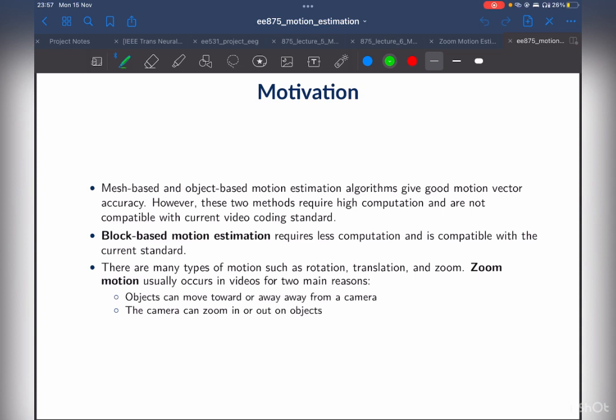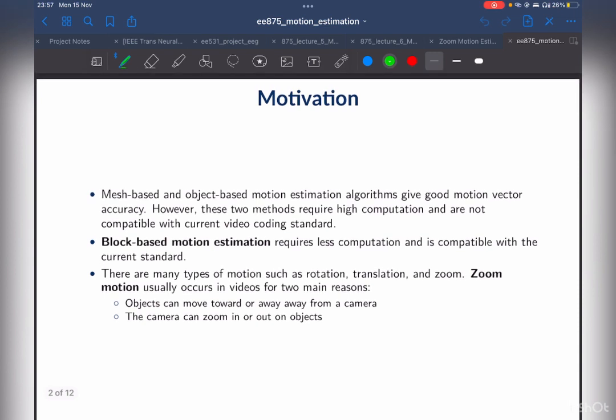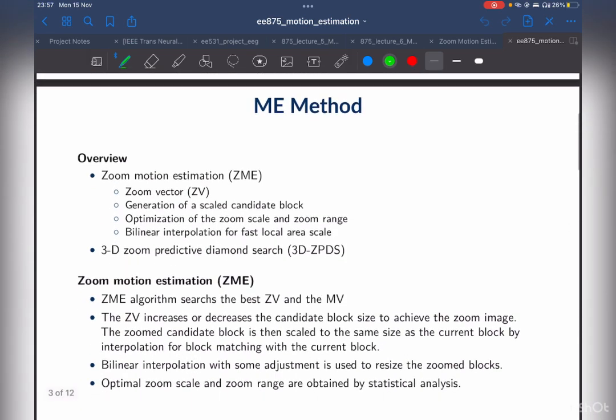There are many types of motion such as rotation, translation, and zoom, and zoom motion usually occurs in video for two main reasons. The first is that an object can move toward or away from a camera, and the second is that the camera can zoom in or out on objects. So this is why this paper aims to tackle zoom motion in video using block-based motion estimation.